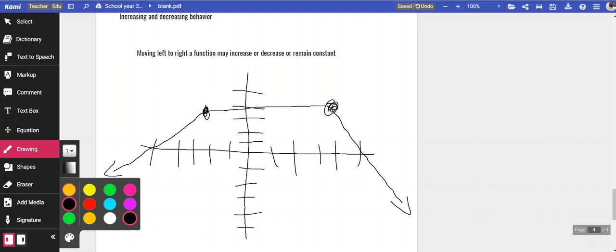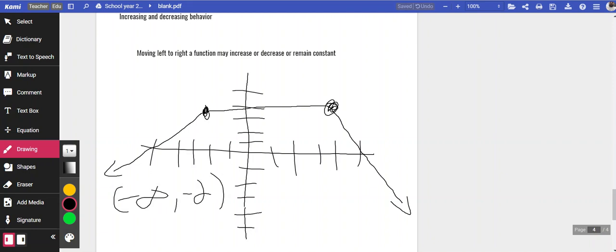Now, when you talk about the behavior of a function, as we come from left to right, you can see this part right here is going up. Can you see this part? It's going up. This is increasing. And it gets to this spot where x is at -2. So really, I would say from negative infinity to -2 is increasing. Why? Because I'm going up.